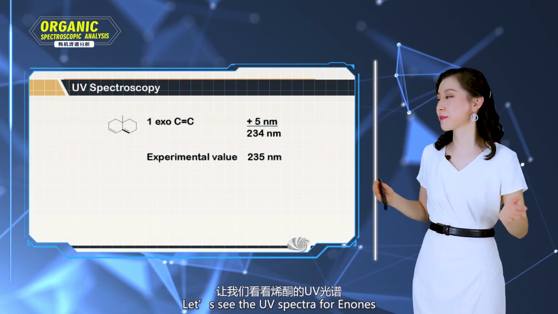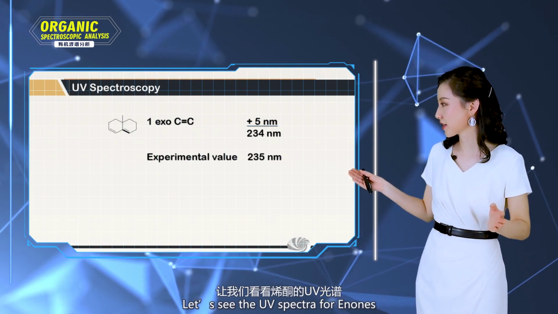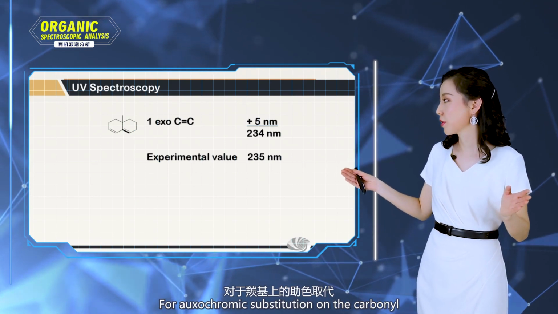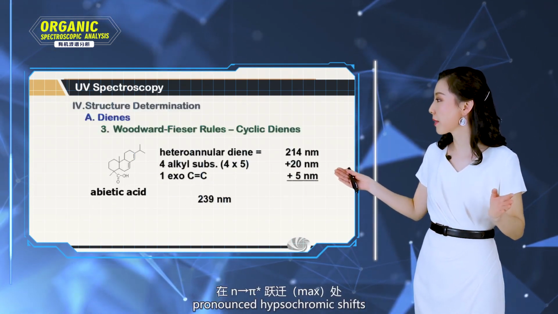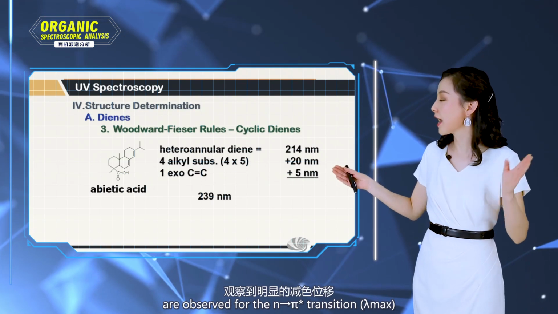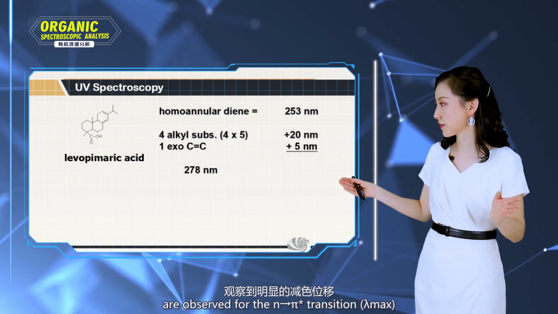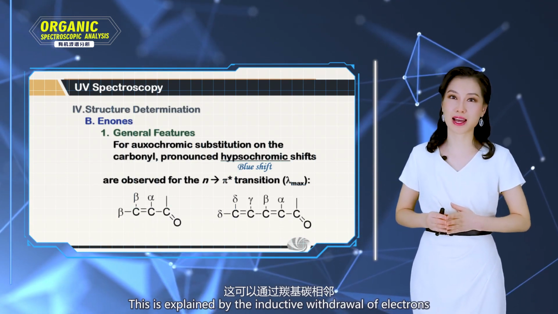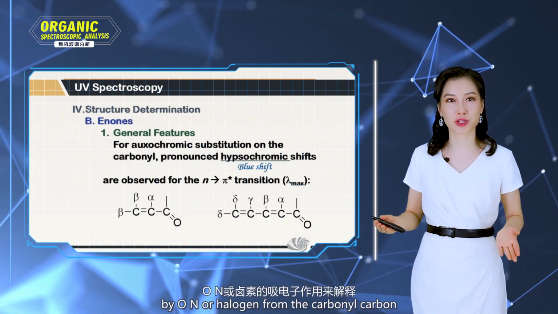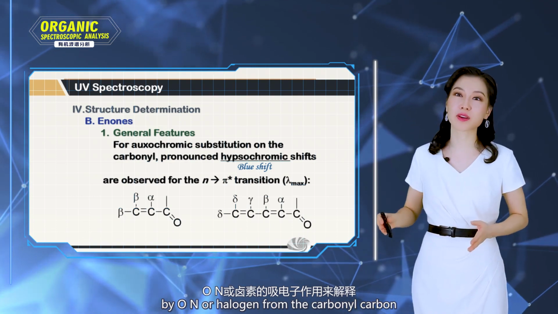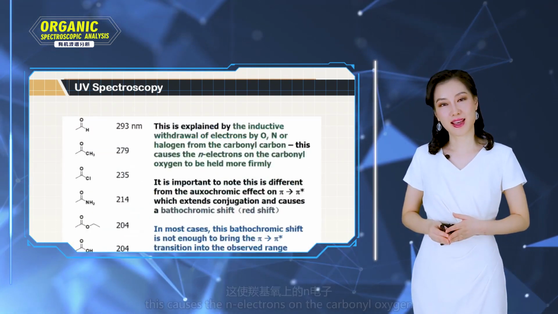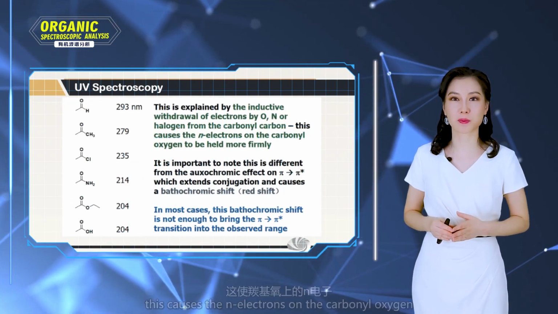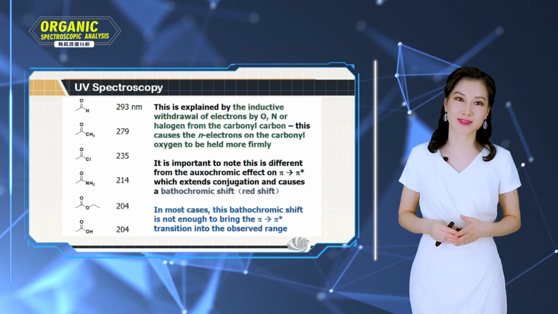Let's see the UV spectra for enones. For auxochromic substitution on the carbonyl, pronounced hypsochromic shifts are observed for the n to pi star transition. This is explained by the inductive withdrawal of electrons by oxygen, nitrogen, or halogen from the carbonyl carbon. This causes the n electrons on the carbonyl oxygen to be held more firmly.